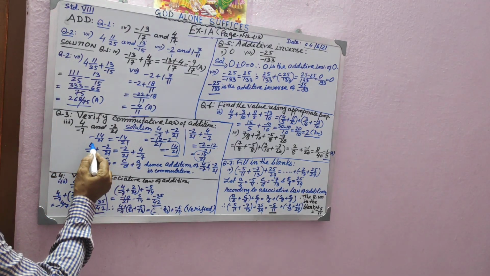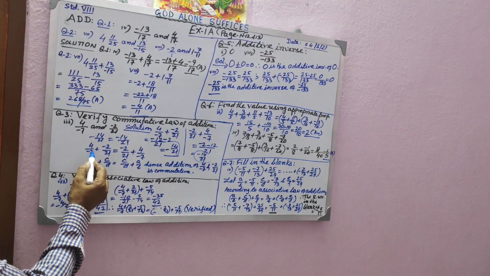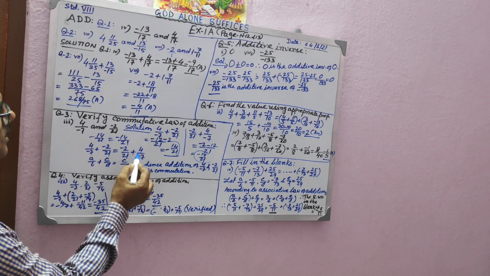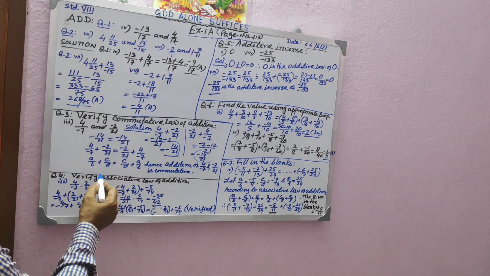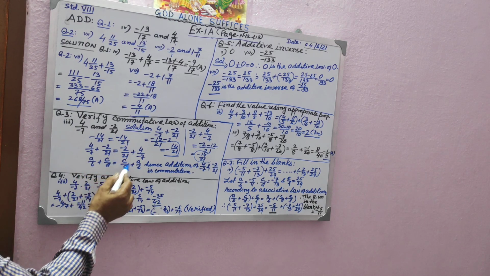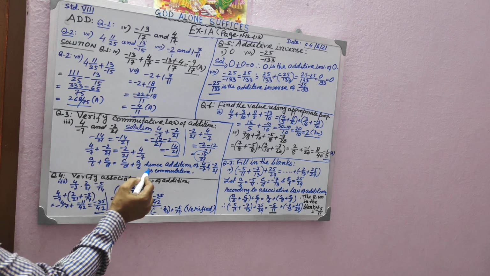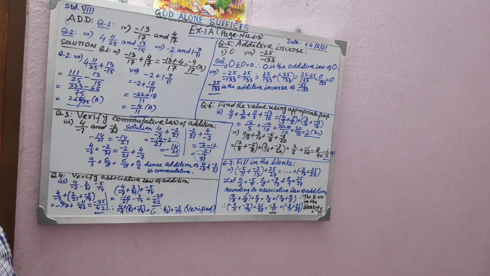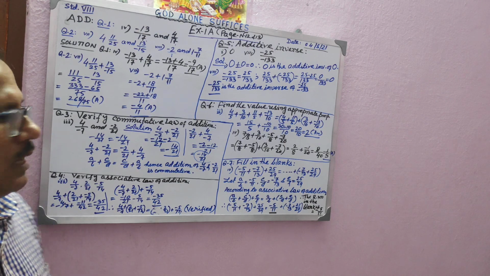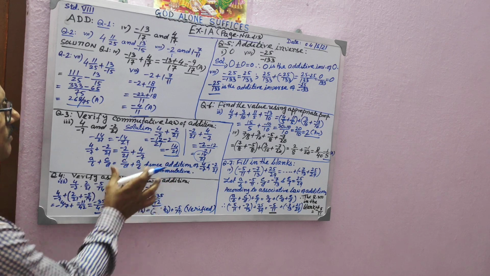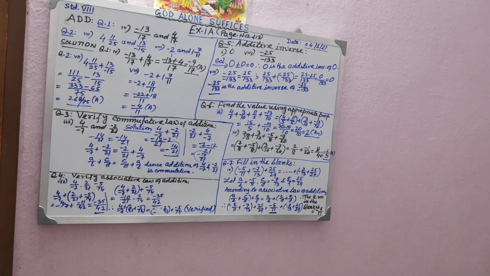What will you write down? You will write down 4 by minus 7 plus minus 2 by 21 is equal to minus 2 by 21 plus 4 by minus 7. Therefore, A by B plus C by D is equal to C by D plus A by B. Hence, the addition of 4 by minus 7 and minus 2 by 21 is commutative. You can write this, otherwise you can write down verified. It is better to write it, to explain why. If you write it down, it's not bad, it's good.